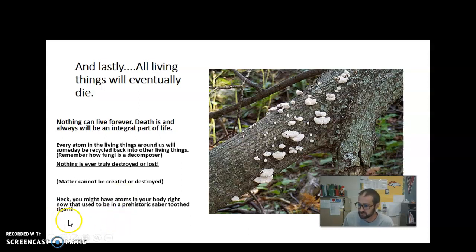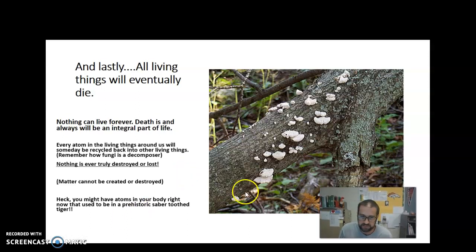So this is what I think is cool. I think about this stuff all the time. Heck, you might have atoms in your body right now that used to be in a prehistoric saber-toothed tiger. I think those are real cool animals. That's why I picked that. But you could have carbon, hydrogen, all sorts of different atoms in your living tissues right now that way, way in the past could have been part of a different living creature. So Earth is this massive recycling system, and it's really, really amazing.